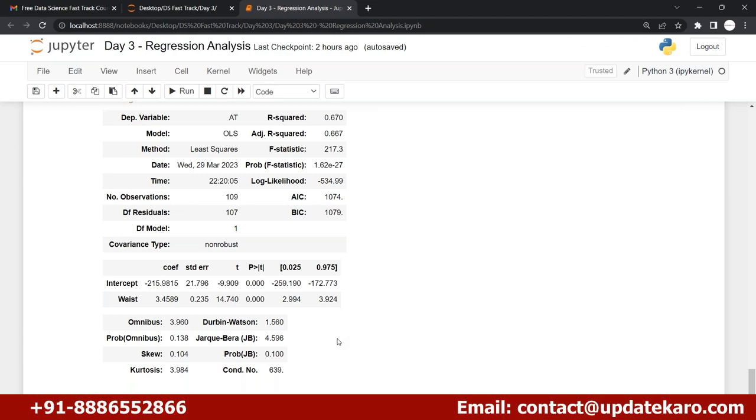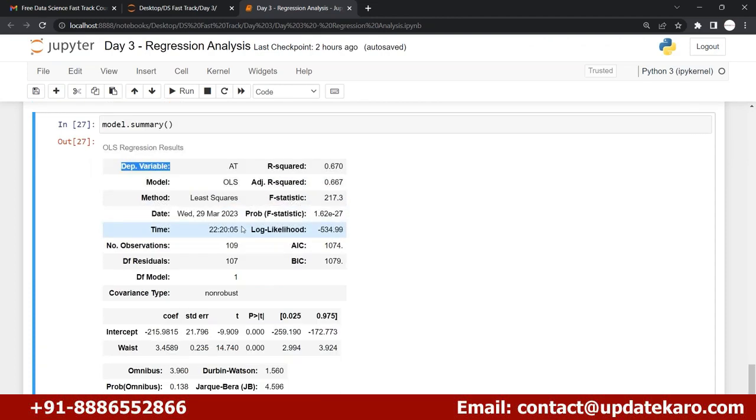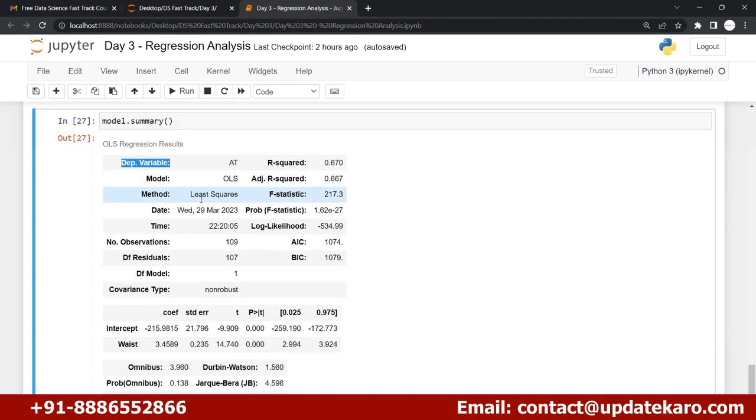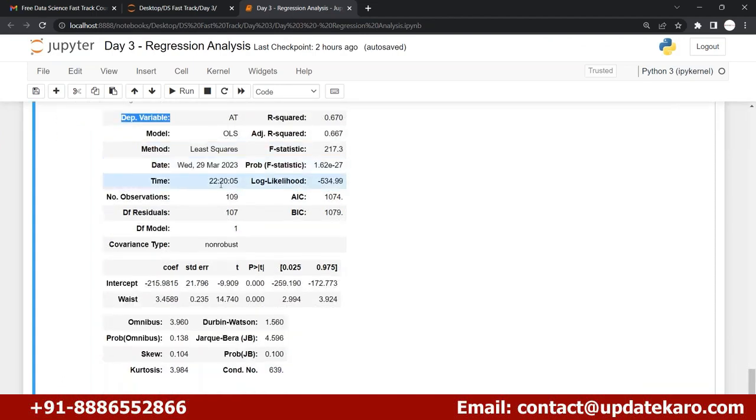In that you will find the dependent variable over here, which is AT, which means this is my target column. I have to build a model to predict my AT, adipose tissue area. Which model have I used? OLS, ordinary least squares. Which method? The least squares method. Then the date I executed this model in this Jupyter notebook, the time, and the number of observations, 109 observations in my data.